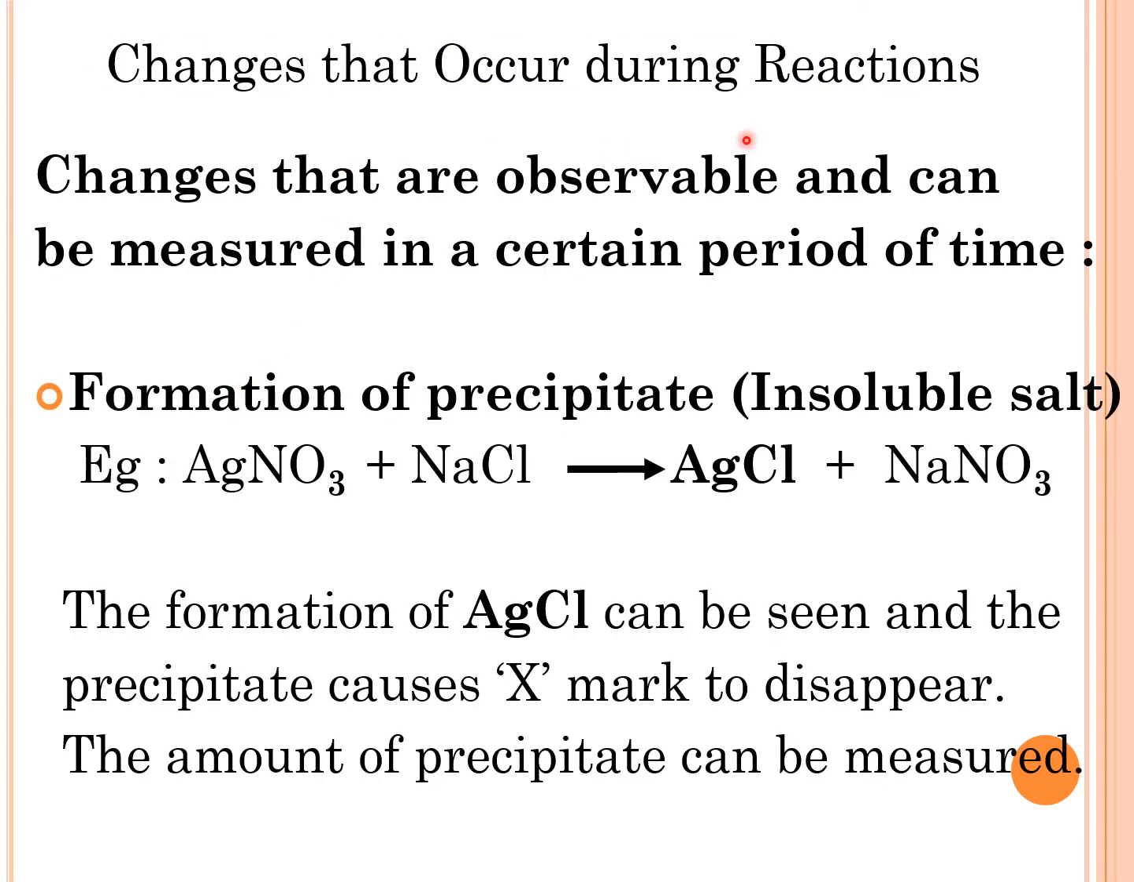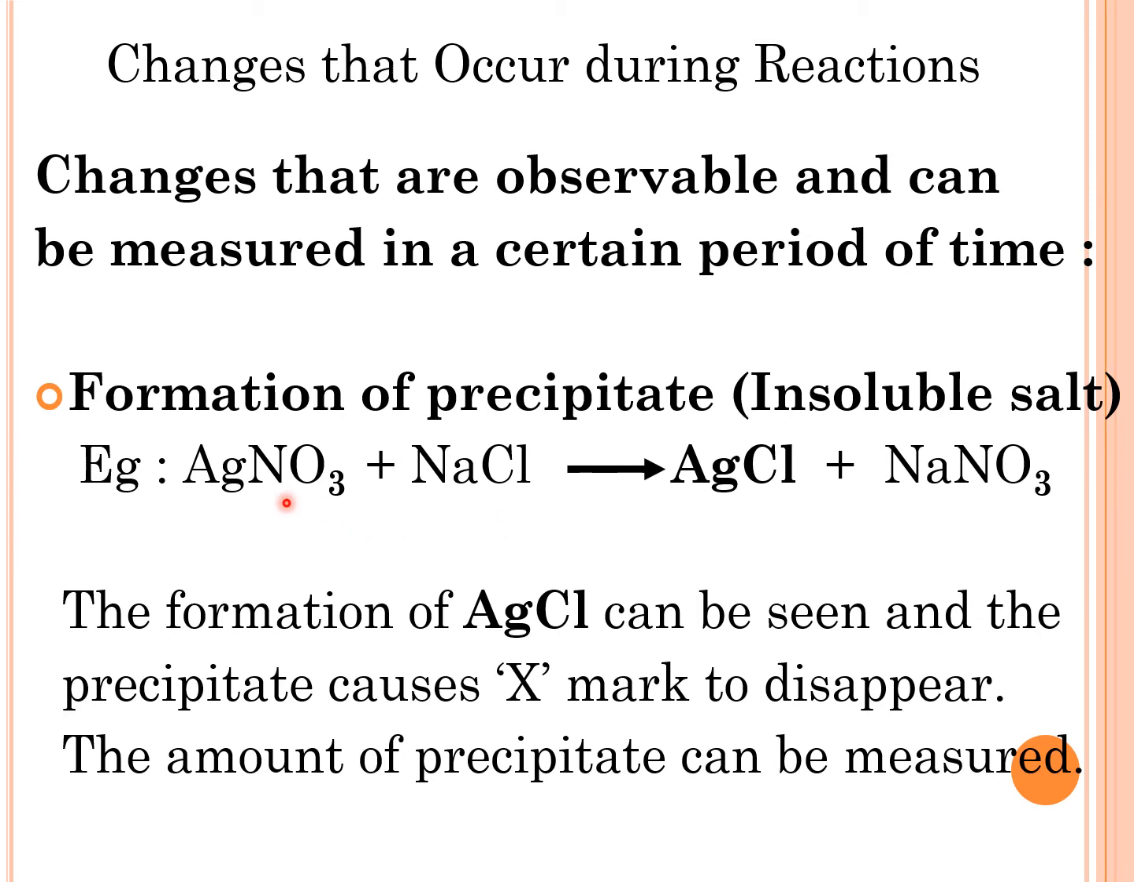Changes that occur during reaction, changes that are observable and can be measured in a certain period of time. Okay, changes that occur during reaction. Okay, for example, formation of precipitate, which is insoluble salt. So which one is the insoluble salt in this equation? Silver nitrate, sodium chloride, silver chloride, sodium nitrate. Yang mana satu? Empat-empat ni semua salt. But which one is insoluble salt?